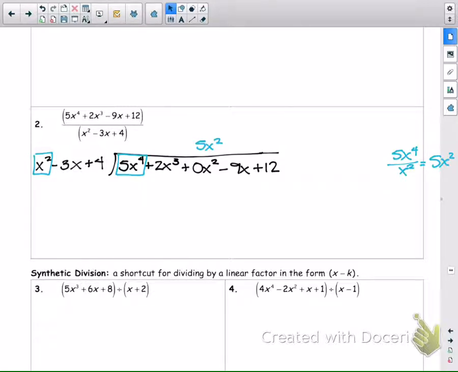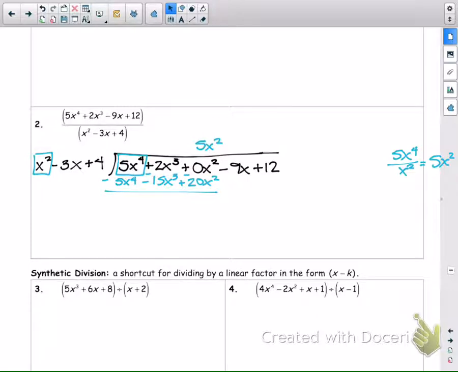So 5x squared times x squared gives me 5x to the 4th. 5x squared times negative 3x gives me negative 15x cubed. And 5x squared times 4 gives me 20x squared. Again, that's why we need that x squared term with the 0 so that we have something to subtract this from. Now here's where I do show my subtraction for every single term, because we're going to have to be careful with that middle one, right?